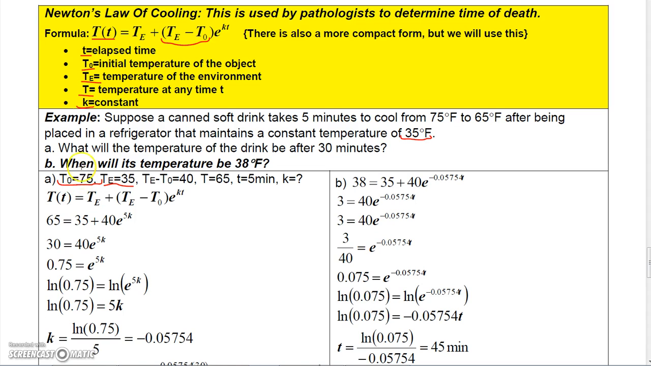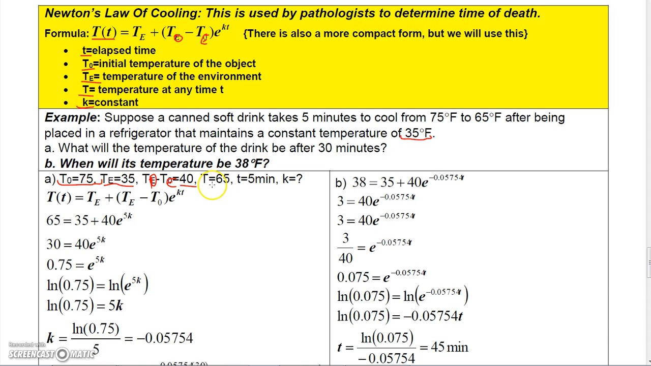Actually, I've got that backwards, I think. Yeah, I've got this backwards up here. It should be T naught minus TE. So I've got this written wrong. That should be T naught minus TE. Okay, so T naught is 75 degrees. The temperature of the environment is 35 degrees. So 75 minus 35 degrees is 40.